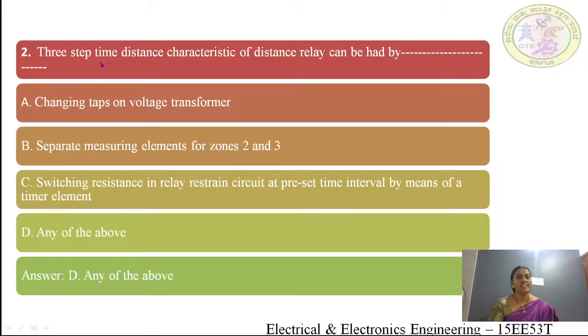That is, the 3-step time distance characteristic of a distance relay can be had by changing tap on voltage transformer, separate measuring element for zones 2 and 3, switching resistance in relay restraining circuit at preset time interval by means of a timer element, or any of the above. With any of the above, we can set a 3-step time distance characteristic of a distance relay.